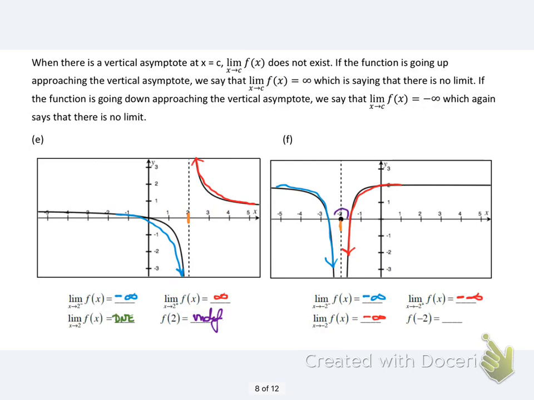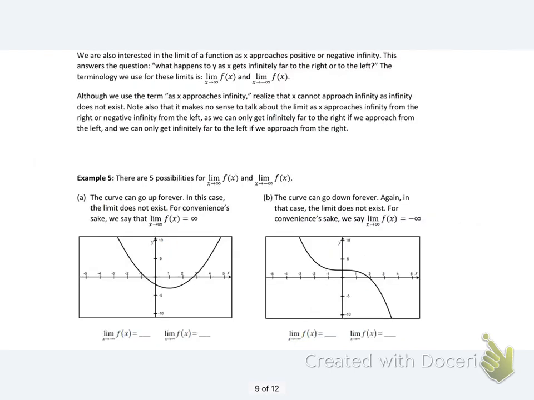And then is it defined? Well, look, there's a point there, which means that the y value is the answer to where it's defined. F of negative 2 is 0. Oh, too far. That's it.